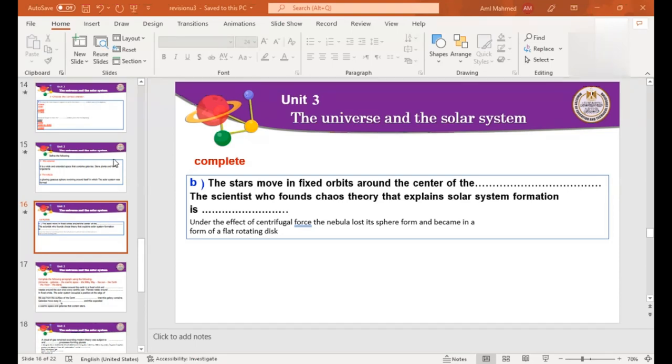Scientists who found the crossing star theory that explains solar system formation is in space. What is the name of the scientist?